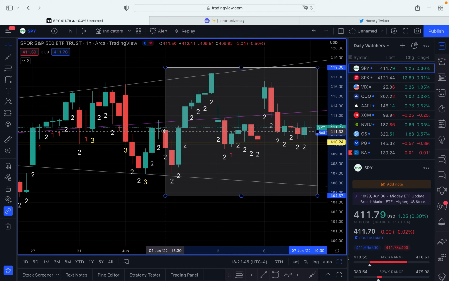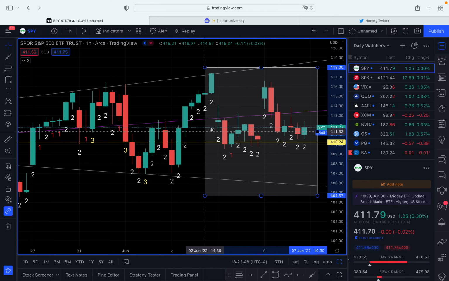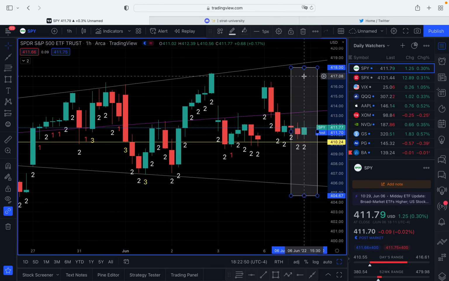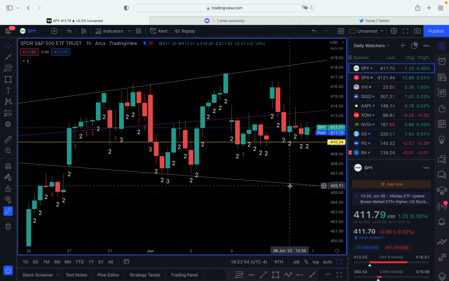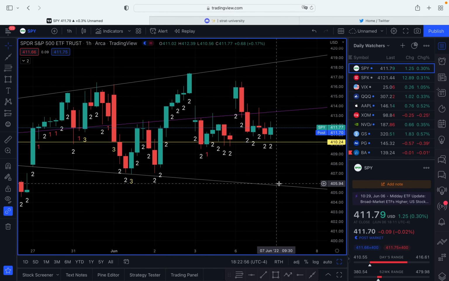All right. Boom. What ends up happening? We come back up into the range. Right? Up, down, up, down. I'm guessing we're going to come back down, test the lower lows.